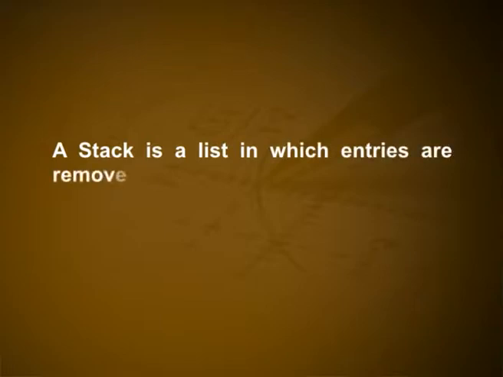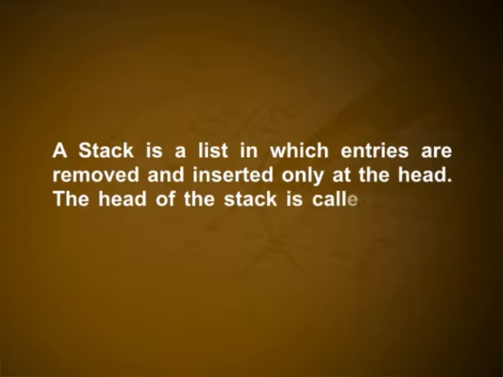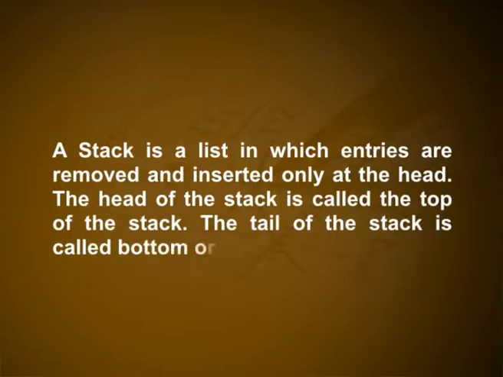By restricting the manner in which entries of a list are accessed, two special types of list are obtained called stacks and queues. A stack is a list in which entries are removed and inserted only at the head. The head of the stack is called the top of the stack. The tail of the stack is called bottom or base.